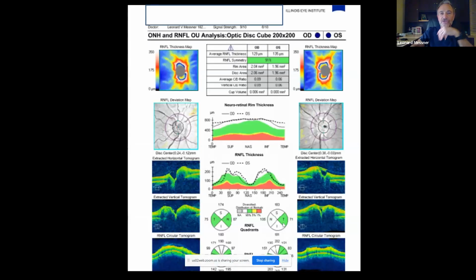And she comes back to see you 6 months later, and you can see that her optic nerves are settling down pretty well. The nerve fiber layer thickness has gone from close to 400 microns to a little over 100 microns, both in the right eye as well as in the left eye.